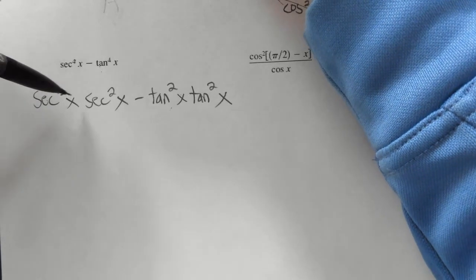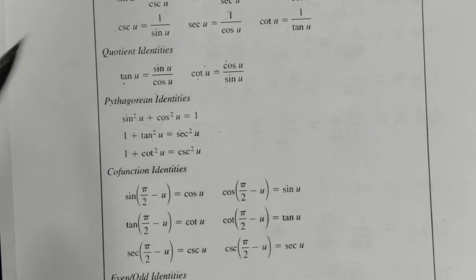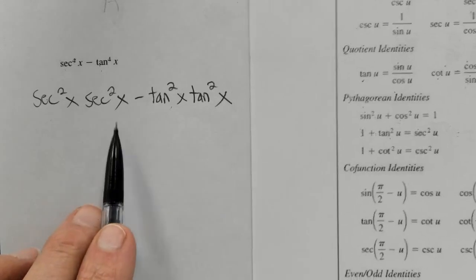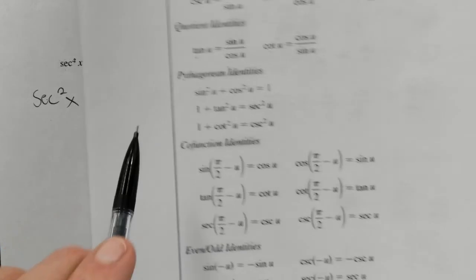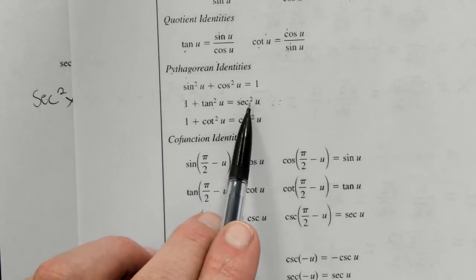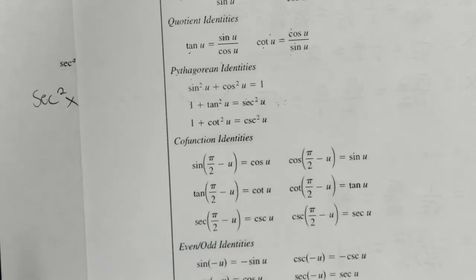Okay, secant squared, secant squared. So secant squared is equal to 1 plus tangent squared. All right. So if I could write that out twice, and if I come back here now and let's see what tangent squared is equal to. Tangent squared is equal to secant squared minus 1.